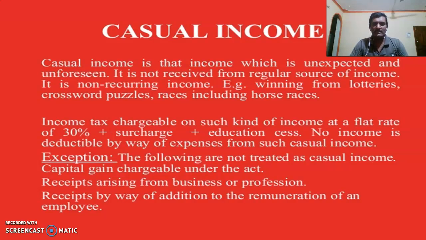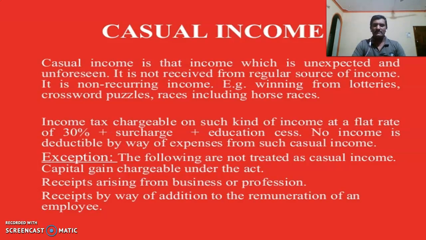Then casual income is that income which is unexpected and unforeseen. It is not received from regular source of income. It is non-recurring income. Example for that is winning from lotteries, crossword puzzles, races including horse races. And the income tax chargeable on such kind of income is at a flat rate of 30% plus surcharge plus education cess, and no income is deductible by way of expenses from such casual income.